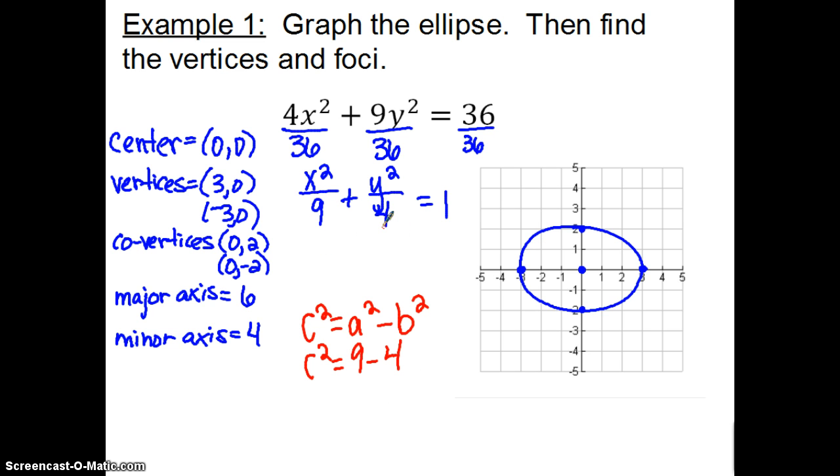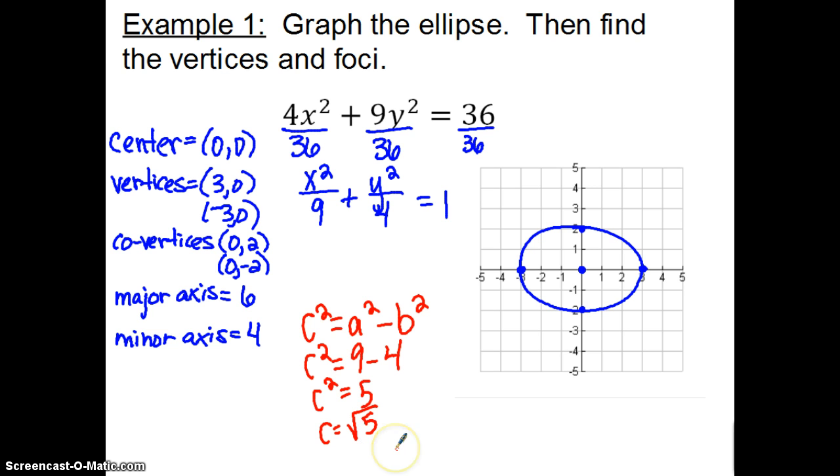One other note right here: if I ever start to plug those in and I realize that it's going to be a negative, remember we're trying to find a focal length, so we do not want to take the square root of a negative. We would have an imaginary number for our focal length. So if it turns out that you plug in a squared and b squared and you're going to get a negative number, just switch them around. In that case, do b squared minus a squared. To finish this math up, c squared equals 9 minus 4, which is 5. And then to square root that, we get square root of 5.